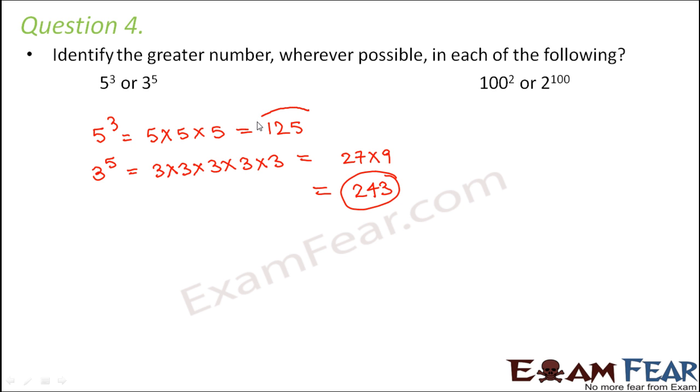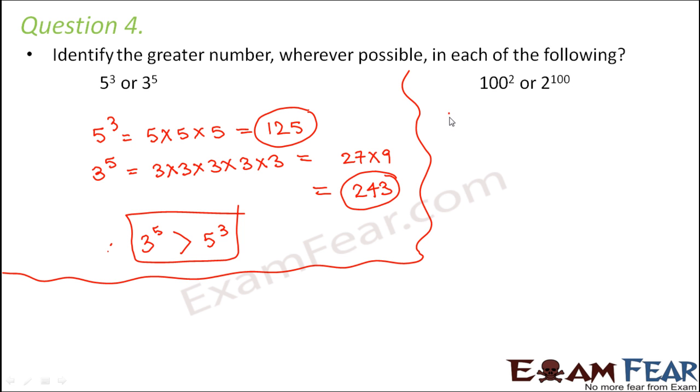Now if you compare 243 with 125, what do you see? You see that 243 is greater than 125. Therefore 3 to the power 5 is greater than 5 to the power 3. Now let us look at the second one. 100 to the power 2 and 2 to the power 100. So let us first look at 100 to the power 2. So 100 to the power 2 would be 100 into 100, which is equal to 10,000. That is 10 to the power 4. Right, so 10,000 is the value.